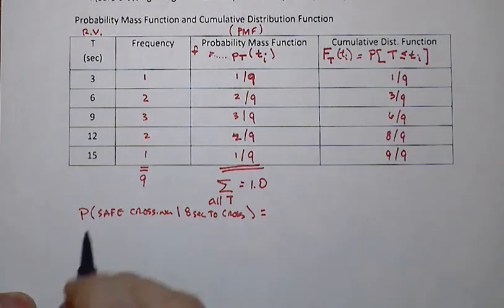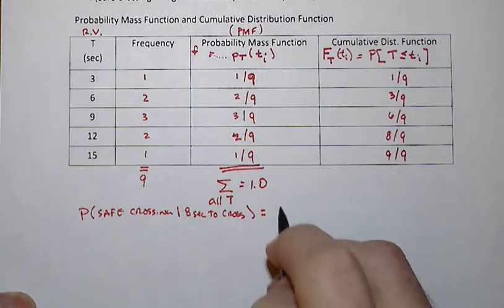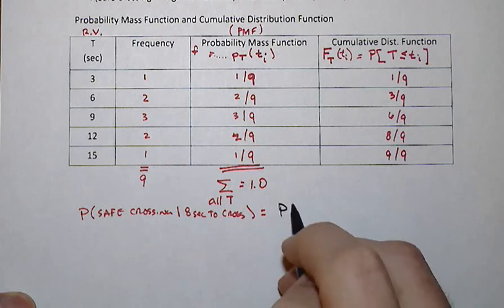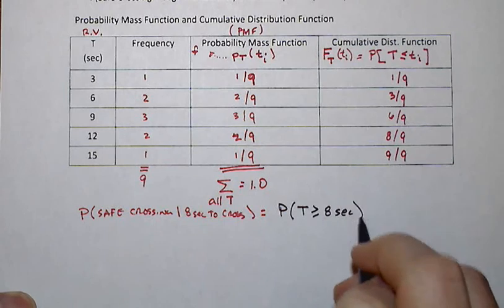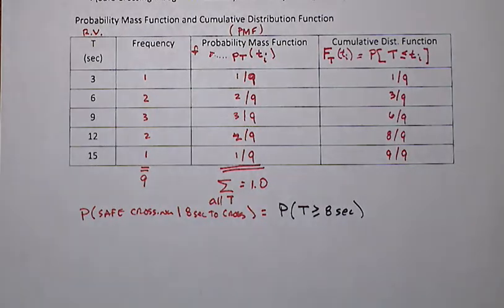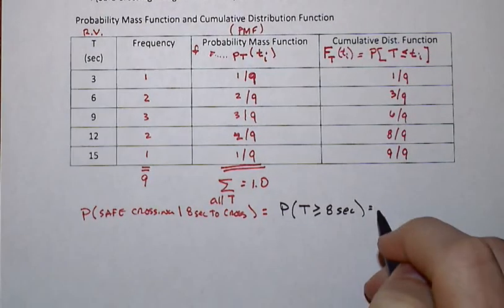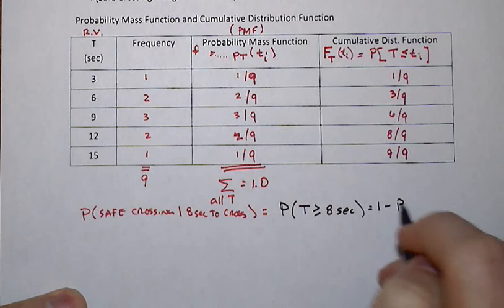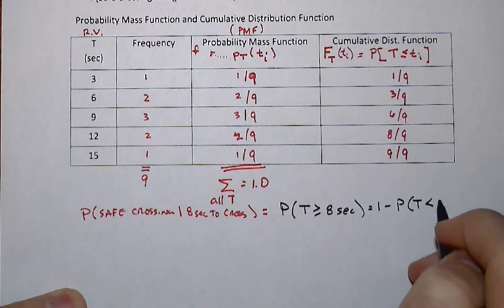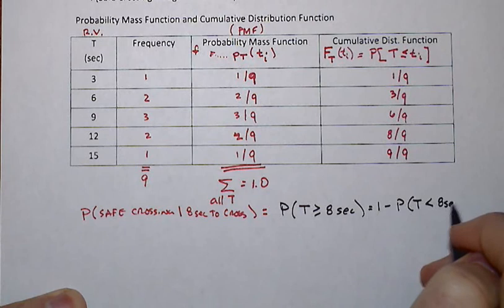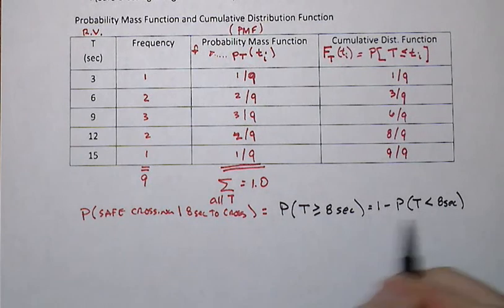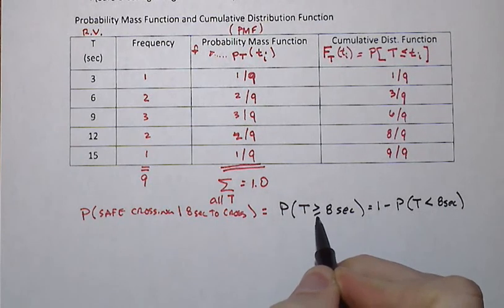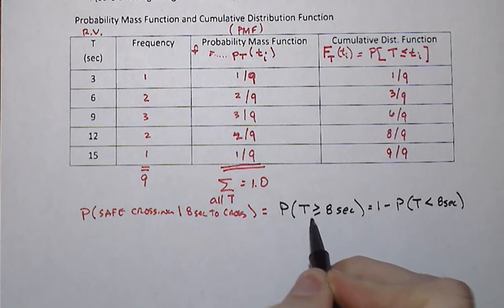So what this amounts to is, all we need to do is calculate the probability that our time gap is greater than or equal to 8 seconds, since it takes exactly 8 seconds to cross. Now, note you could write this as 1 minus the probability that t is less than 8 seconds. And again, because it's a discrete random variable, we have to be very careful where we put the equal sign here. In this case, 8 seconds is enough to get across, so that equal sign has to be over here on this side, t greater than or equal to 8 seconds.